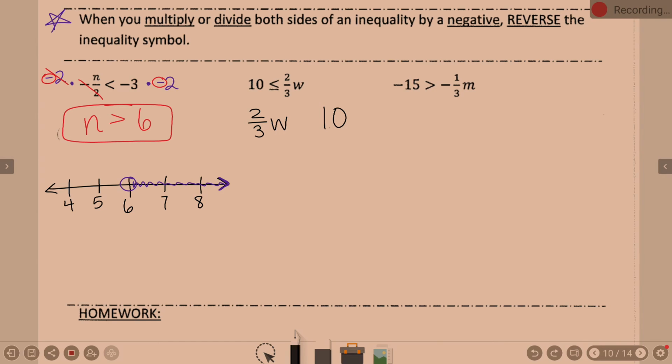What happens when you swap the two sides? The sign changes. That sign in the middle changes, yes? If you flip-flop those two sides, I just made this backwards, so this sign has to go backwards. Instead of less than or equal to, greater than or equal to.